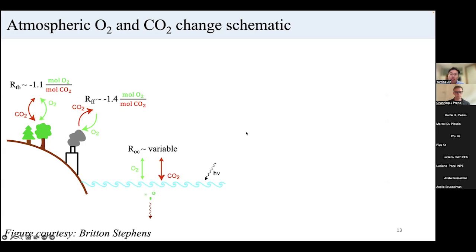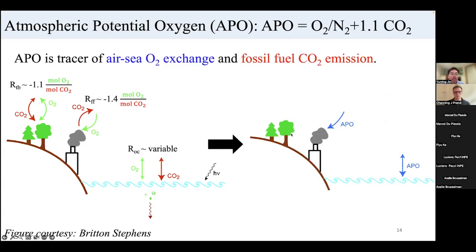This is where we need a new tracer called atmospheric potential oxygen, APO. APO is defined as the combination of the oxygen-nitrogen ratio and the CO2 with a 1.1 factor here. Oxygen in the atmosphere is measured as the oxygen-nitrogen ratio. APO is mainly a tracer of LC oxygen flux and fossil fuel CO2 emission. Over the land biosphere, the exchange of oxygen and CO2 during photosynthesis and respiration has a ratio of about 1.1. So this combination here would effectively cancel out the impact of the land biosphere on the variation of APO.